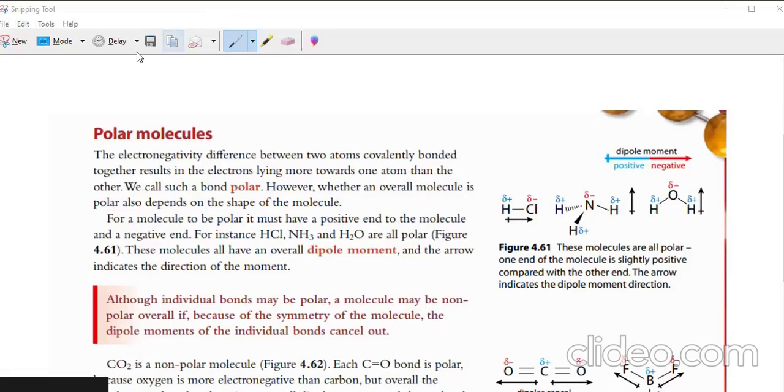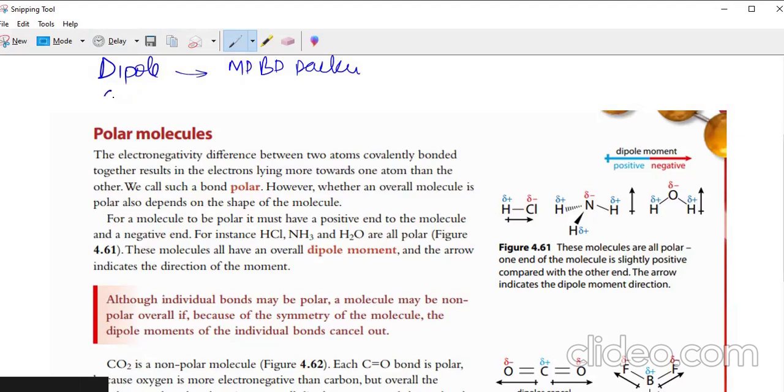Whenever we talk of dipole, how is dipole relevant? Dipole is relevant because it affects the melting point, boiling point, packing, and a lot of other things. So what is dipole?